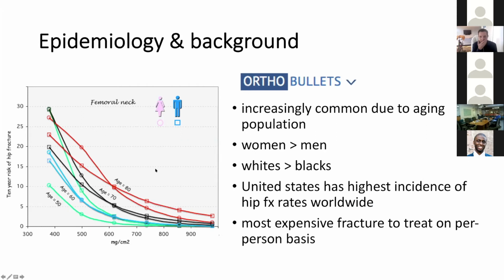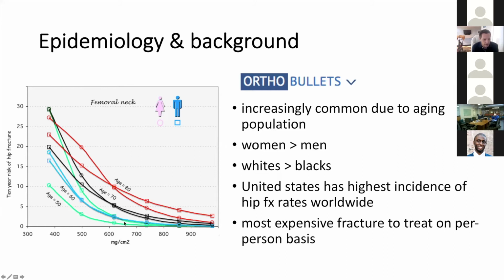So let's talk epidemiology. And this is just from OrthoBullets. You got women more than men, you got whites more than blacks. It turns out that the United States, like in Corona, is a leader in the world, the highest hip fracture rates worldwide. And it's the most expensive fracture to treat on a per person basis. And I like this graph because we normally attribute the fact that it happens at an older age to osteoporosis, but you can see that here, this is the degree of your osteoporosis in the femoral neck, bone mineral density.